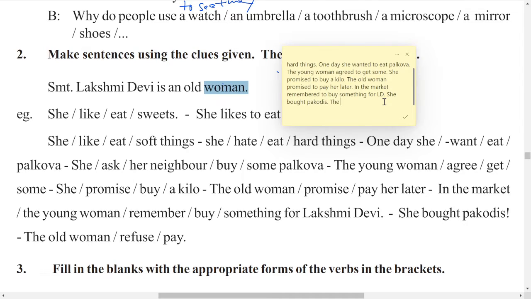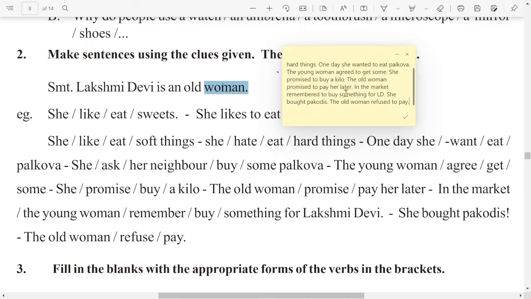Okay, now we have one more sentence. The old woman refuse must be changed to refused. Refused to pay. Why did she refuse to pay? I want an answer. She refused to pay because this old woman asked for palkova, but this woman had brought some other thing. What is that? She brought pakodis. Now you have to focus on all the verbs that are given here. See, the first one is likes, because that is her nature. Hates, again nature. She wanted, past action. Agreed, past action. She promised, past action. Next one, again she promised, past action.